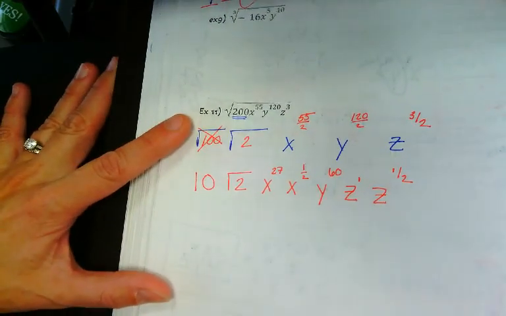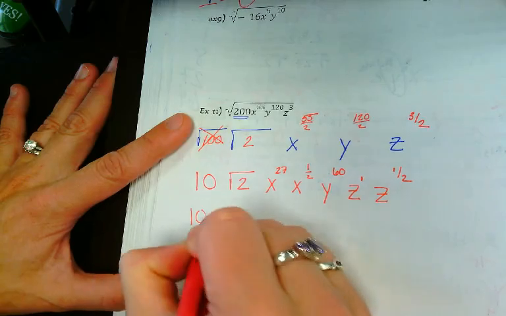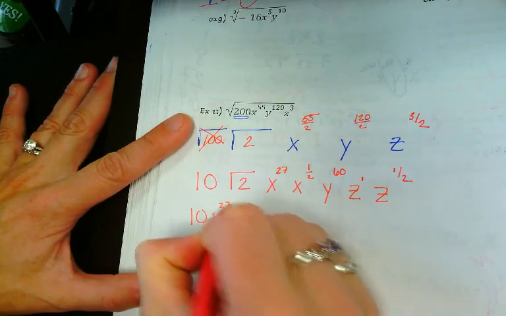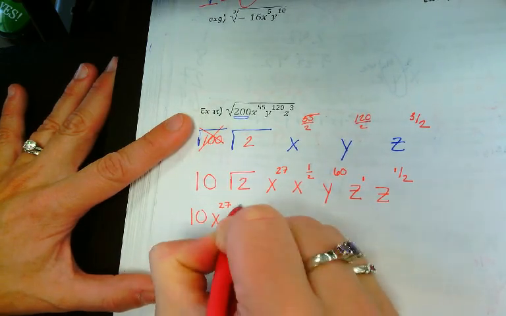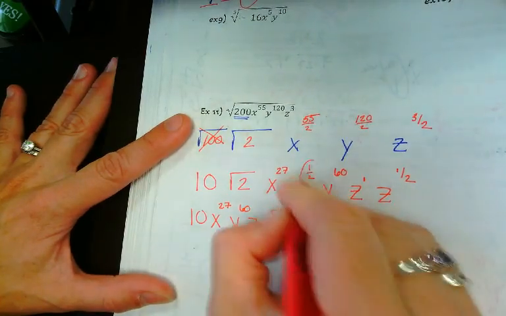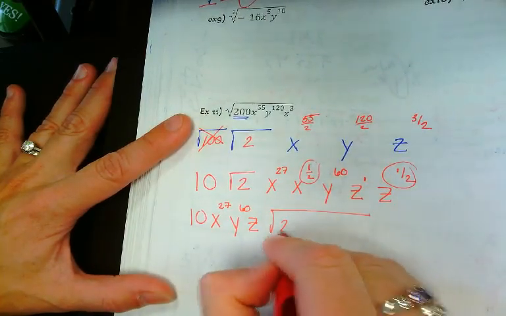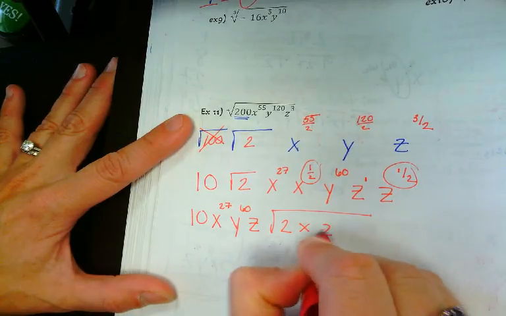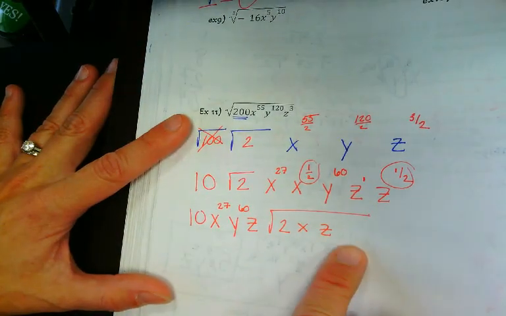And then again, all the nice ones come out front. So the 10 comes out front, x to the 27, y to the 60, and z. Everybody else goes into the root. So I've got a 2, an x, and a z. And they all just go back into the same root.